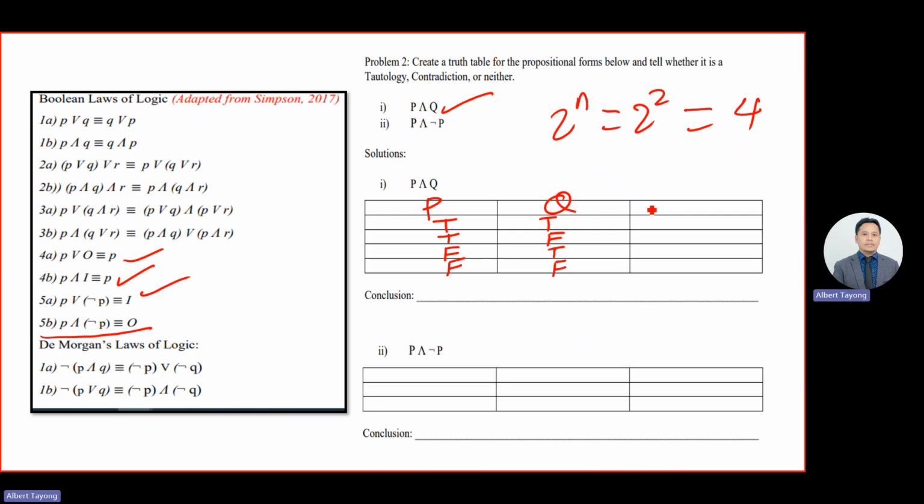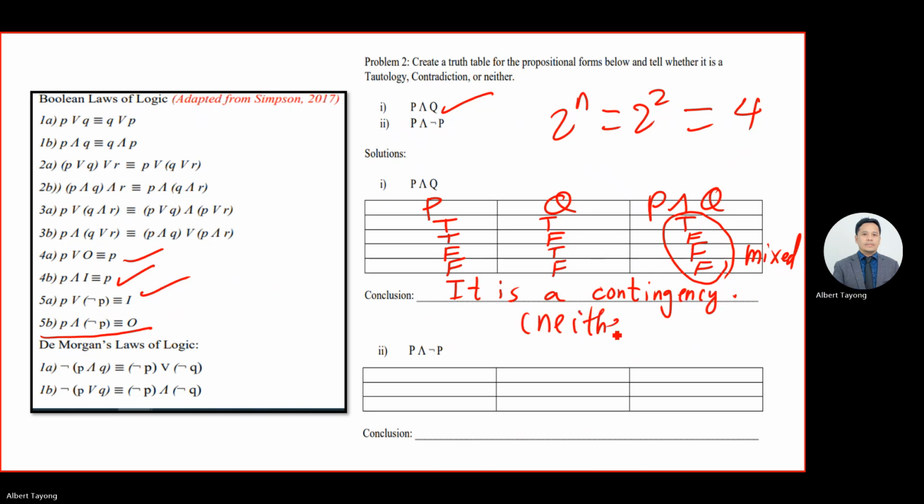So here P and Q: true and true is true. True and false is false. False and true, false. False and false, false. So the last column is mixed, a combination of true and false. It is a contingency. It means it is neither a tautology nor a contradiction.